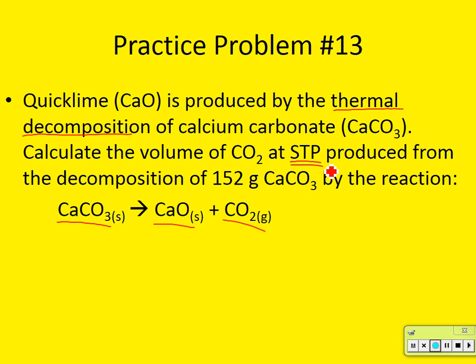Well, we're at STP, underline that. Does that tell us the temperature and pressure? Yeah. What is the temperature? 273 Kelvin. What's the pressure going to be? 1 atm. Okay, always note that. And what else did it give us? Grams of calcium carbonate. And what does it want us to find? What should we circle? Volume of CO2. Okay, so I'm going to circle that.